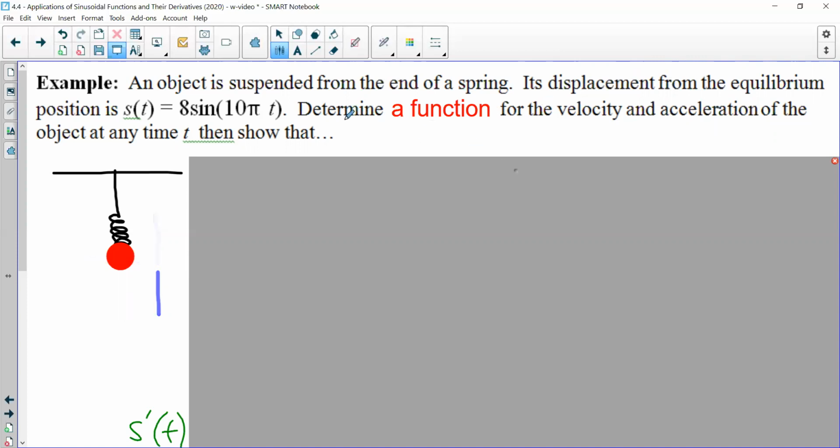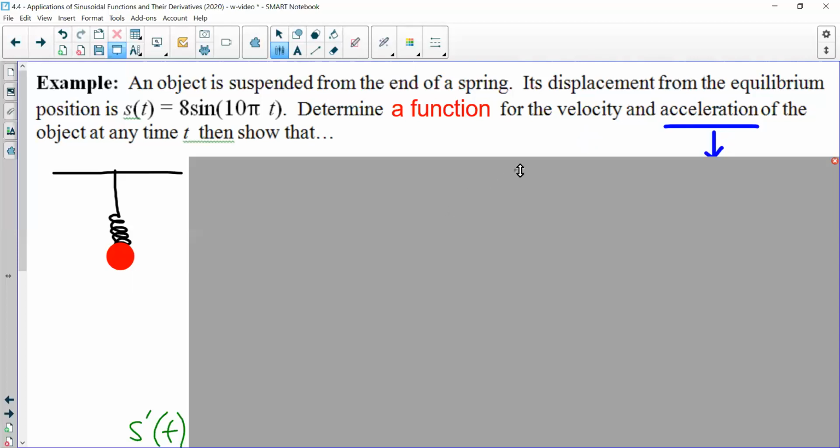So you have a displacement function from equilibrium. Equilibrium means it hasn't moved up, it hasn't moved down. That's important to note. So you have a displacement function given to you. You're asked to determine a function for the velocity and the acceleration of the object. So if we have a displacement, how do we find a velocity function? Correct, it's a derivative. And then the acceleration would be a second derivative.